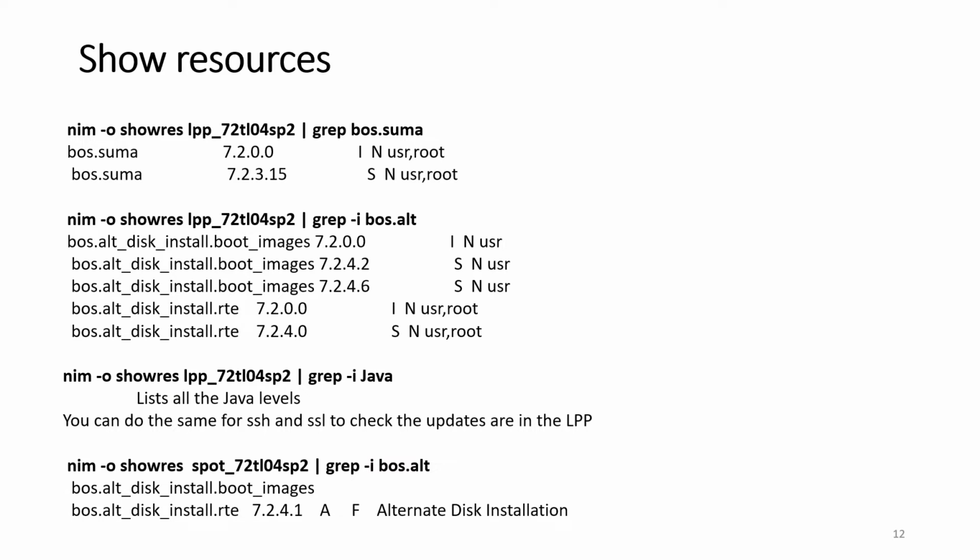And you can also use the nim -o showres command to check if a particular fileset is in your LPP. So as an example here, I am checking to see if the bos.alt_disk_install boot images are in my LPP, and it is. I can also look for the Java levels and so on.